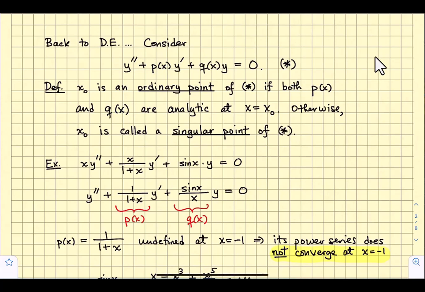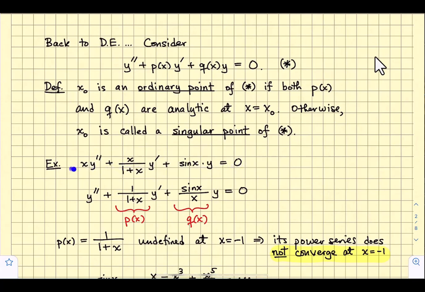So we just talked about how to check if a function is analytic. So here, if we have these functions, we'll say that x naught is an ordinary point if both of these functions are analytic at x naught. If either one fails the test to be analytic, then we call x naught a singular point for the differential equation. So let's look at some examples.